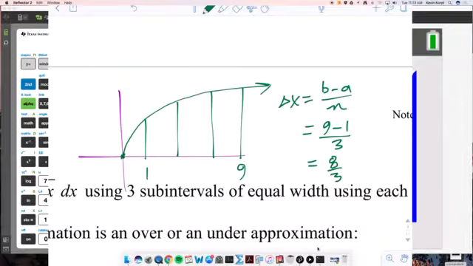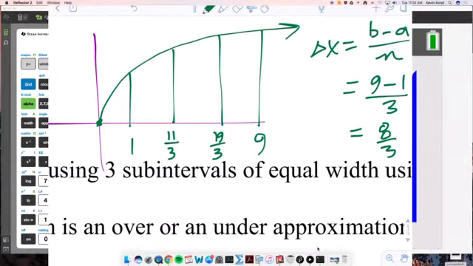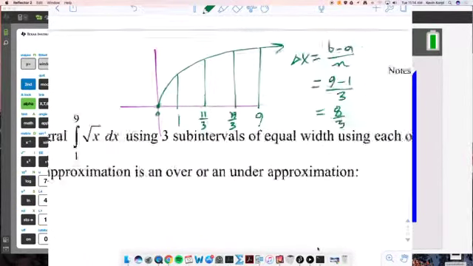So for us, now we can go ahead and establish our stopping points. 1 is, of course, the first one. The next stopping point is 8/3 away, which would be what? 1 is the same as 3/3, right? So 3/3 plus 8/3 is 11/3, plus another 8/3 is 19/3, plus another 8/3 gives you 27/3, which is 9. So now we have our stopping values.